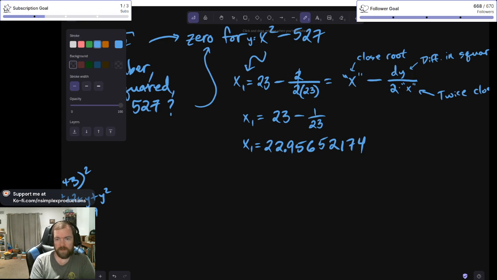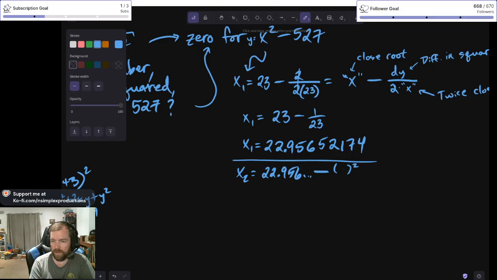We say x2 is going to be 22.956, etc., minus that thing squared minus 527, over twice its value.